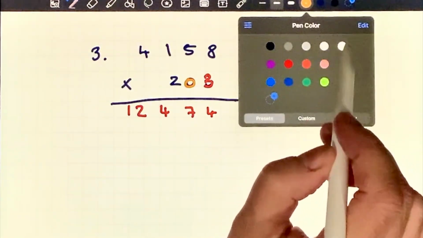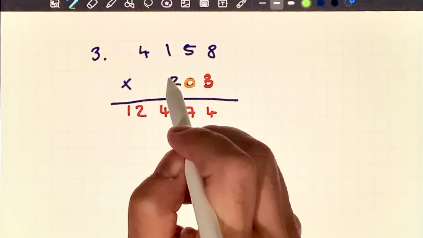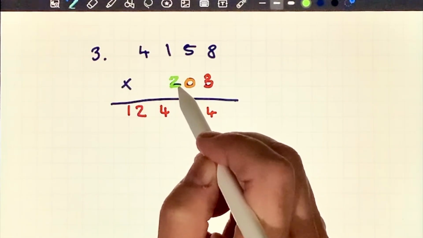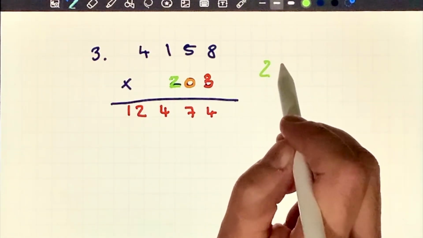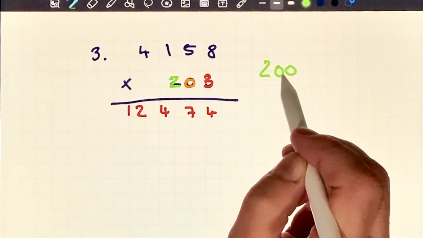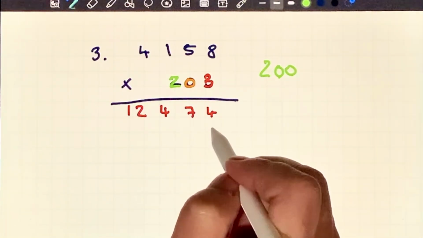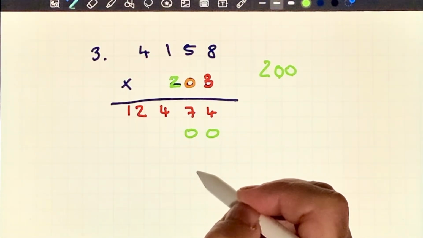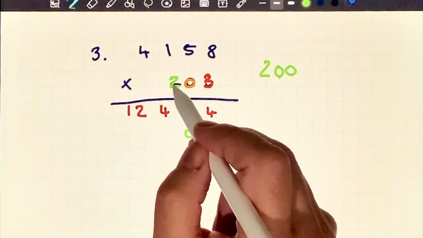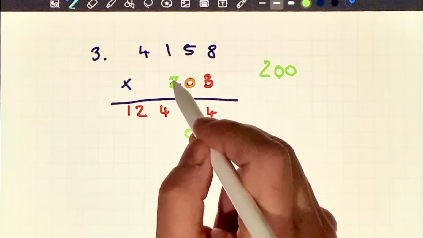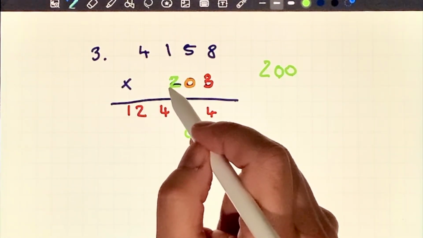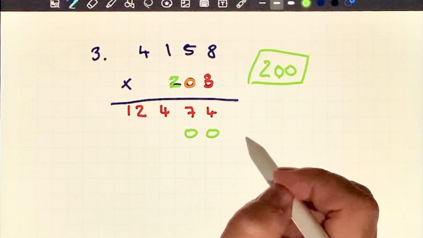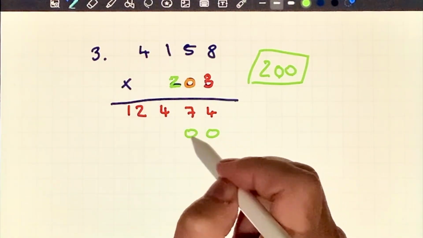And now I'm going to move on to the last digit, which is the 2. And the 2 is in the hundreds column. So because it's in the hundreds column, it's got 2 zeros, and I'm going to have to add both of those zeros in here to account for that, because even though it looks as though I'm multiplying every digit by 2, what I'm actually doing is multiplying it by 200, and therefore I add these 2 zeros.